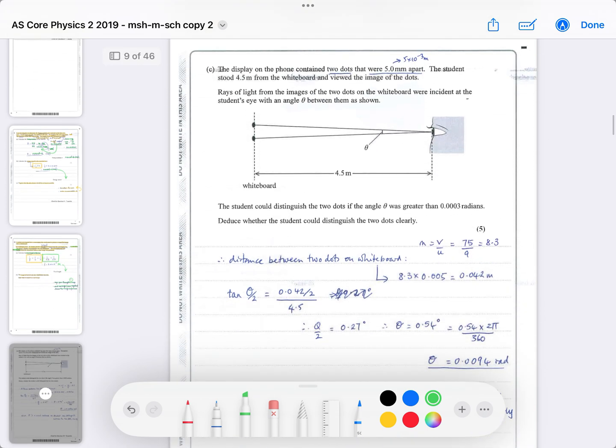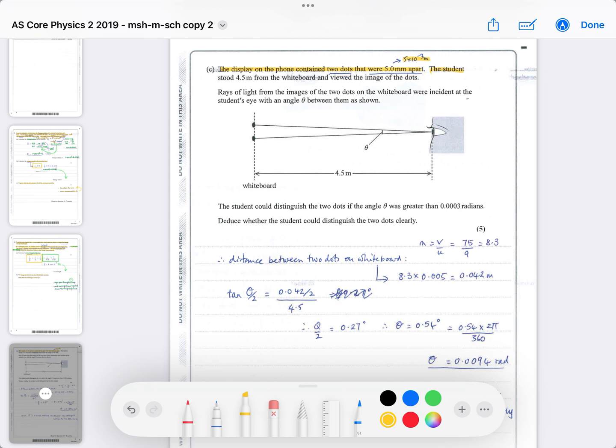The next part is a bit of trigonometry involved. It says the display on the phone contained 2 dots that were 5.0 millimeters apart. So you've got to change that into meters. So that's 5 times 10 to the minus 3. So we're talking about 5 millimeters apart on the phone itself.